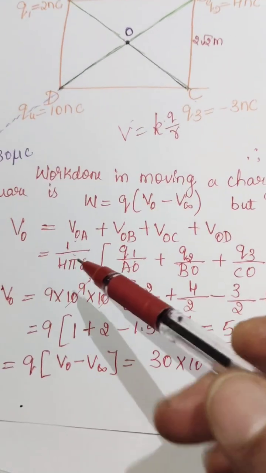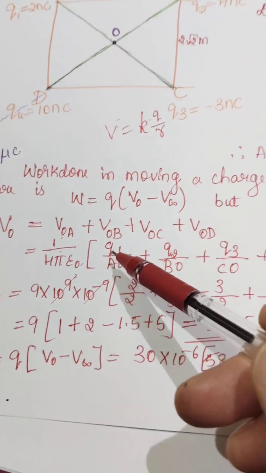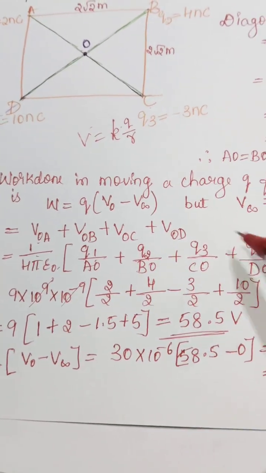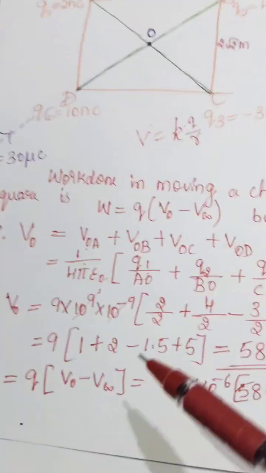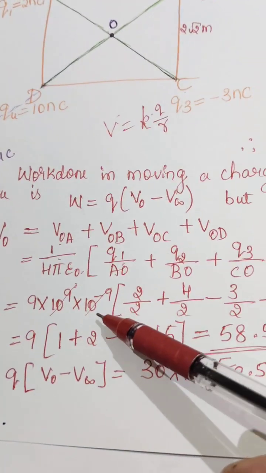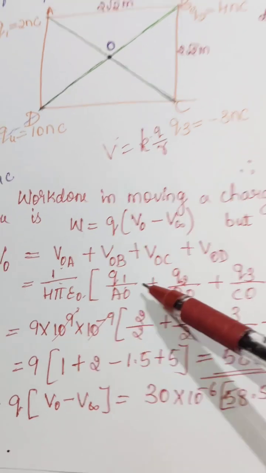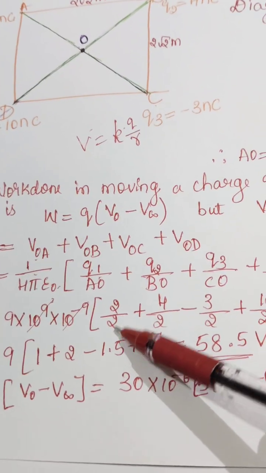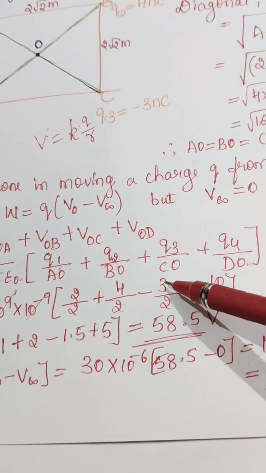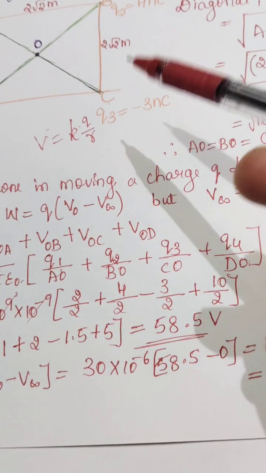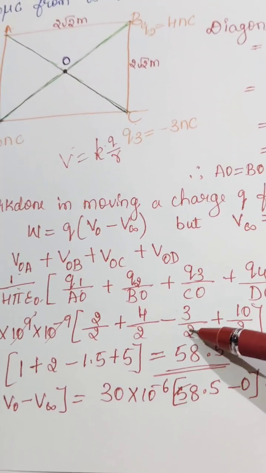So I'll write 1 by 4 pi epsilon naught as 9 into 10 to the power 9. And all these four charges have the same unit, nano coulomb. Nano means 10 to the power minus 9. Take it outside. Remaining is charges. First charge is 2. The distance is A to O, 2. Second charge is 4. The distance is 2. Similarly, third charge is minus 3. You have to write the minus, okay? Minus you should mention. Minus 3 by 2.